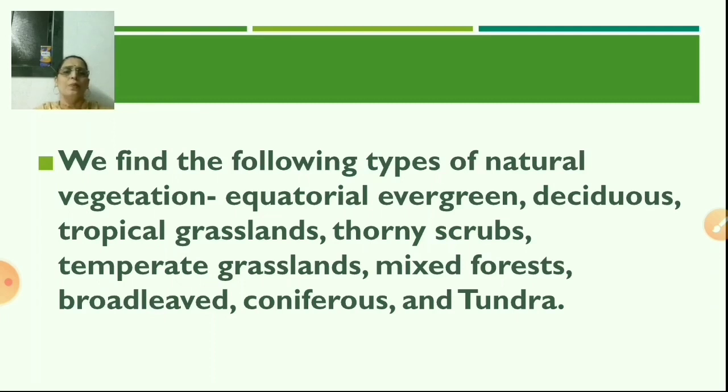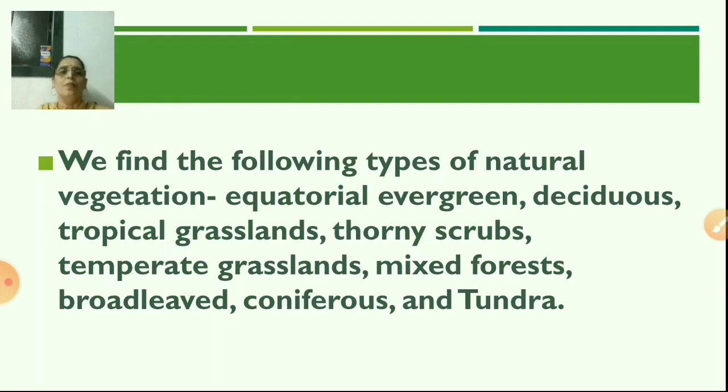Okay. Next point, we find the following types of natural vegetation: equatorial evergreen, deciduous, tropical grasslands, thorny scrubs, temperate grasslands, mixed forest, broad-leaved, coniferous and tundra. So students, we find the following types of natural vegetation. They are equatorial evergreen, then deciduous, tropical grasslands, thorny scrubs, temperate grasslands, mixed forest, broad-leaved, coniferous and tundra.